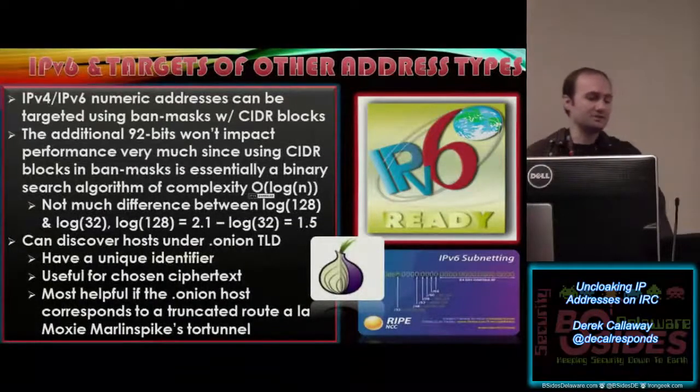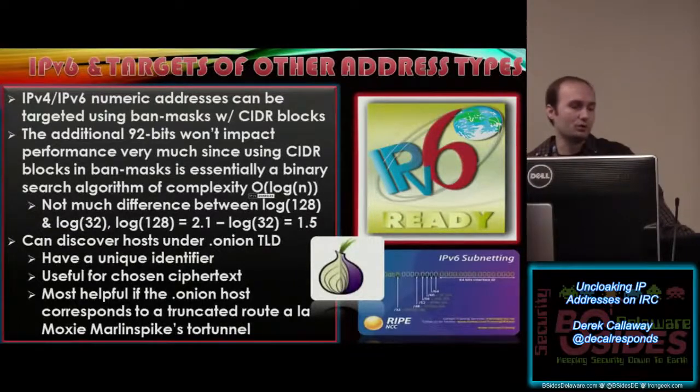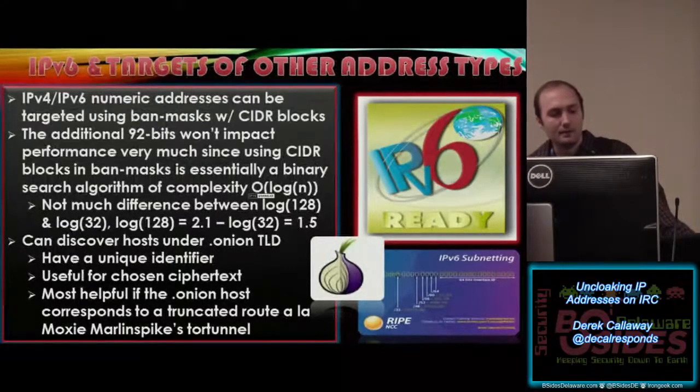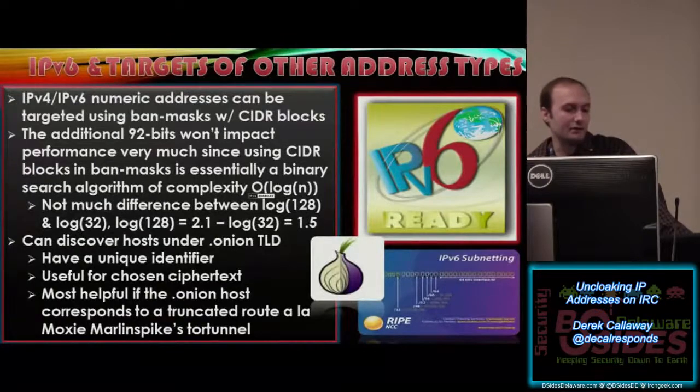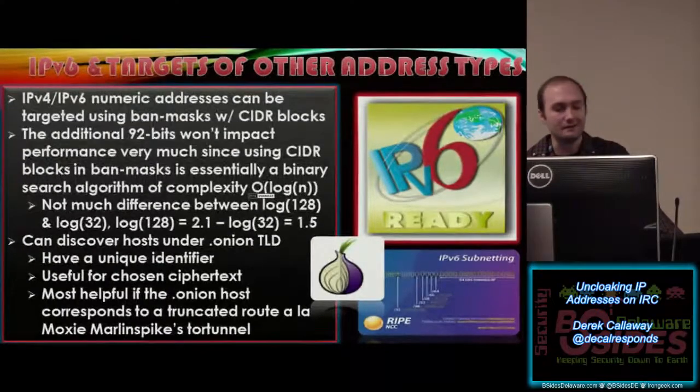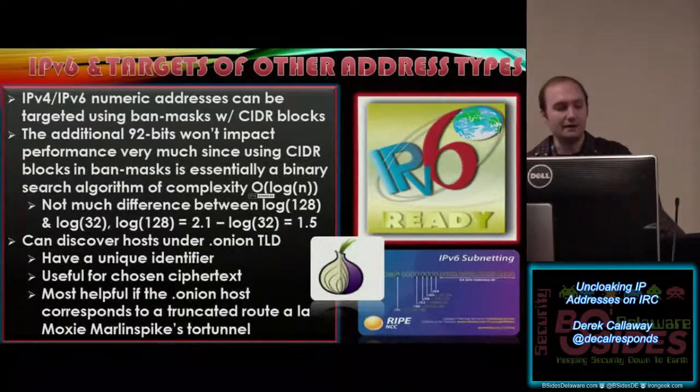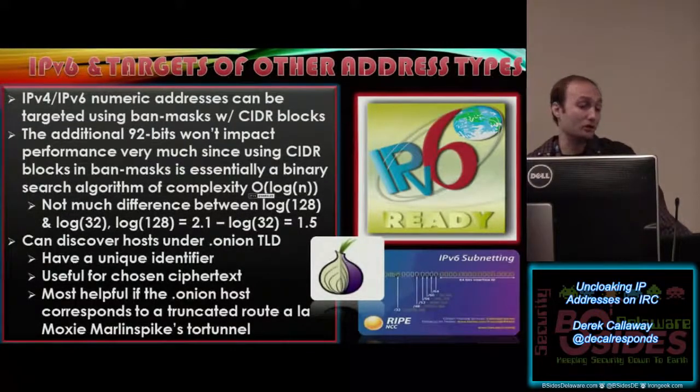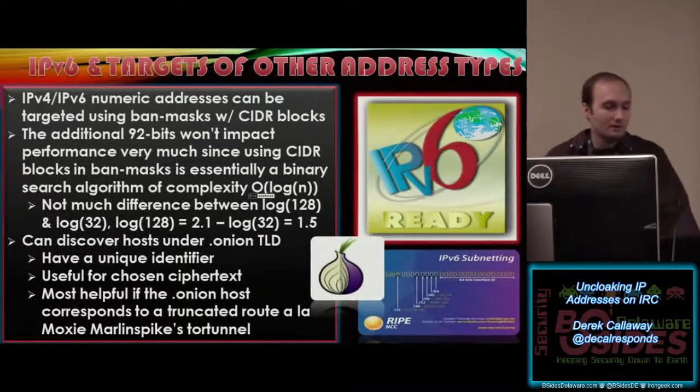And this is also possible against IPv6 and Tor. The complexity or the amount of runtime that it takes to determine an IPv6 address versus an IPv4 address isn't that much higher, especially when you're using a logarithmic algorithm. And also, if you're going after someone with a Tor address, you're able to get their .onion address.